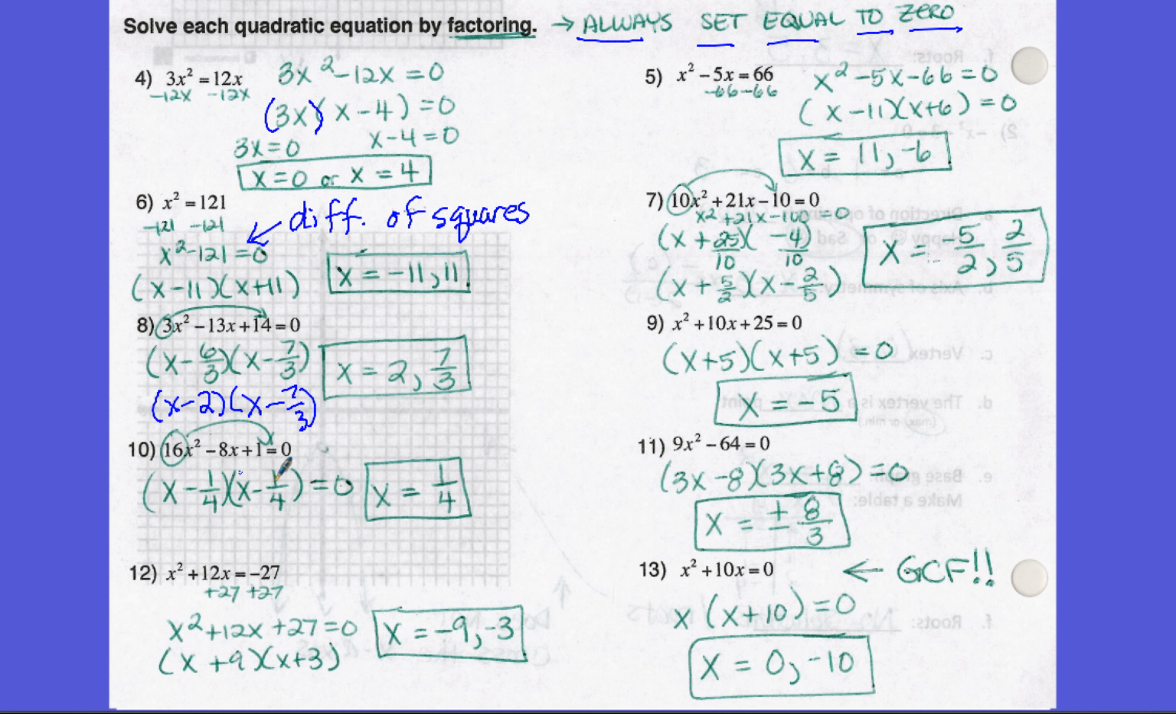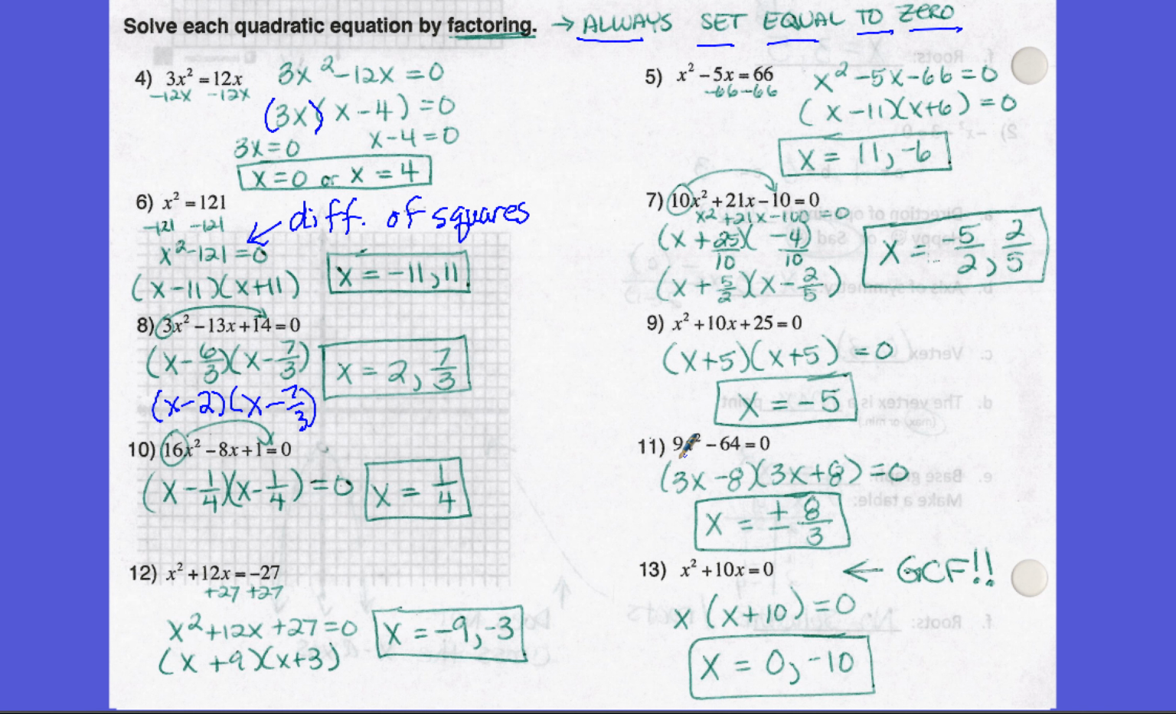x-axis at -5. Number 10, same thing, we're going to slide this 16 over, so I'm looking for factors of 16 that will add to -8. Well, that would be -4 and -4. So when you have -4 here and then divide out that 16, you eventually get x minus 1/4 and x minus 1/4. So again, this is a double root, and the answer to that is just 1/4.